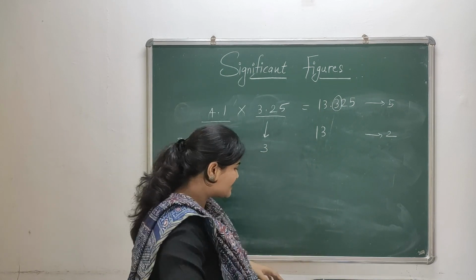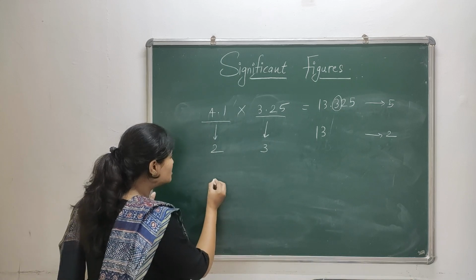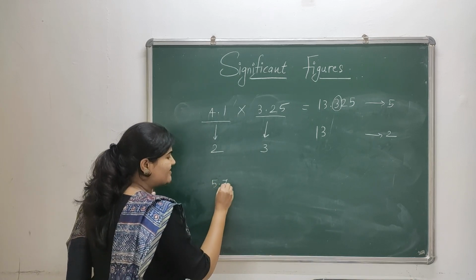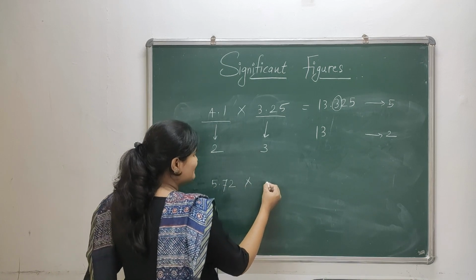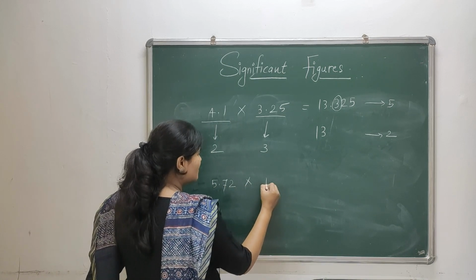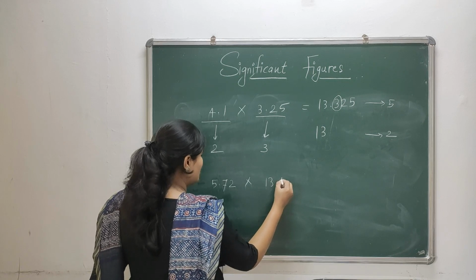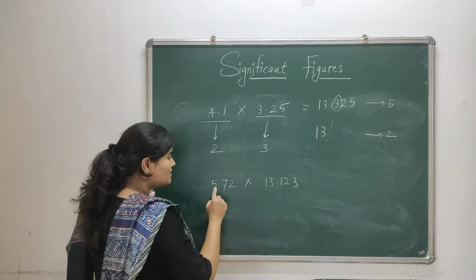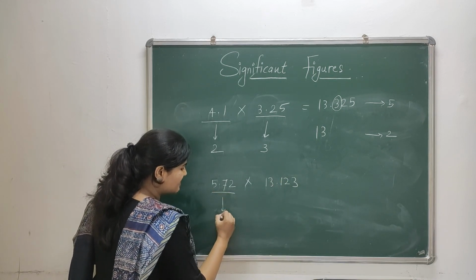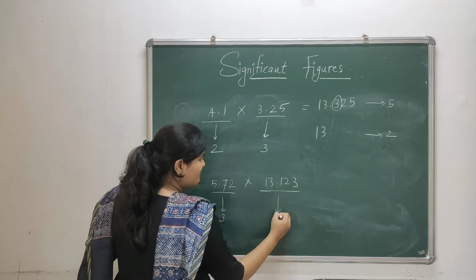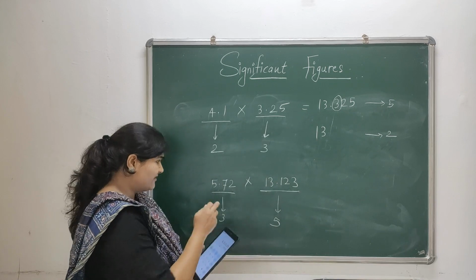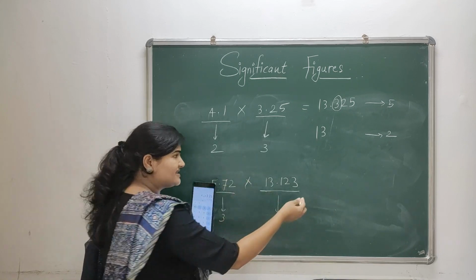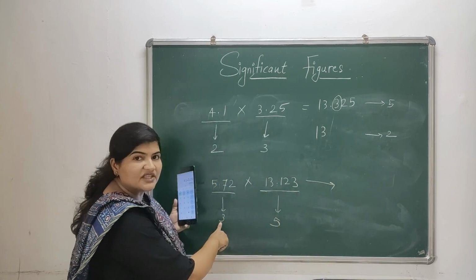Let's take another example. Suppose 5.72 is multiplied by 13.123. Now this contains 3 significant figures and this contains 5 significant figures. So which one has the least significant figures? This number. So my result will also have 3 significant figures.